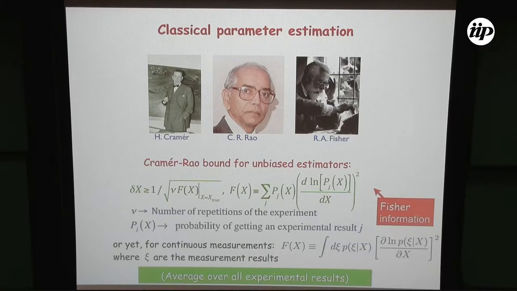It's a funny expression, it's not the entropy, and we are going to see the geometrical meaning of that in a while. This p_j(x) is the probability of getting an experimental result j if the value of the parameter is x. So this is the expression that determines this lower bound for the uncertainty. For continuous measurements, you replace this expression by an integral, which is equivalent to that one. And Fisher actually showed that this expression can be saturated when the number of repetitions goes to infinity. Okay, so it's a saturable bound.